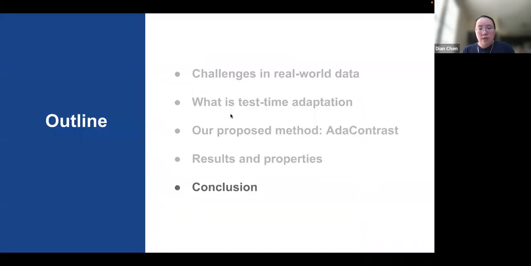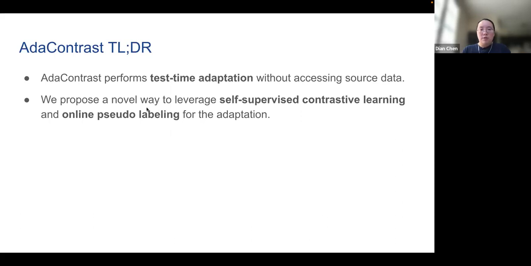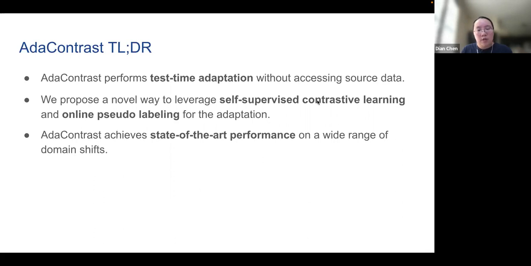Okay, so after talking about the results and desirable properties, I want to conclude the method to give it a summary. So, too long didn't read. I have 5 bullet points here for you. So basically, AdaContrast performs test time adaptation, which doesn't access source data. And we propose a novel way to leverage self-supervised contrastive learning and online pseudo labeling for the adaptation, which are the 2 central pieces of our algorithm.